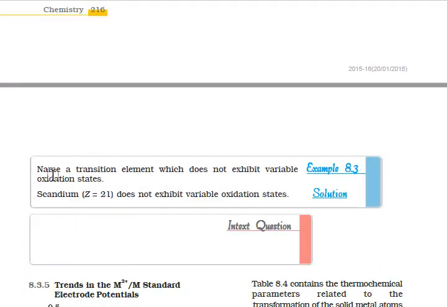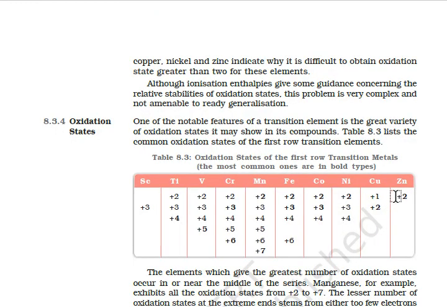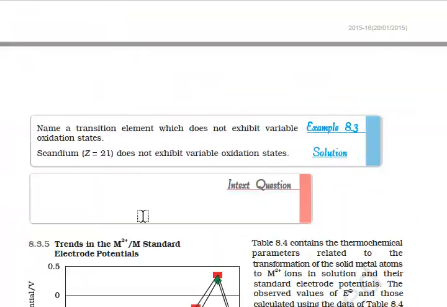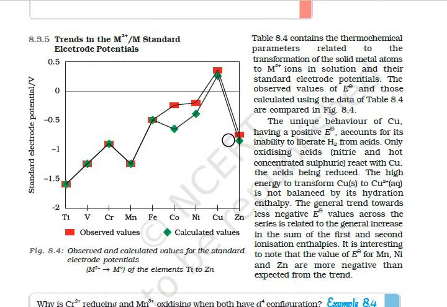The question here asks: name a transition element which does not exhibit variable oxidation state. The answer is zinc and scandium. They will not possess variable oxidation states.